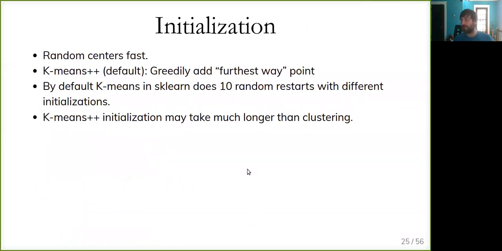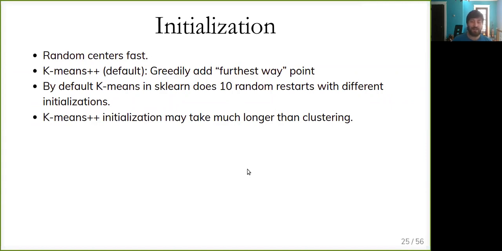Another important aspect of k-means is initialization. I said we initialize it randomly. It's actually not a very smart way to do this, but it's a very fast way. Random initialization is super fast, in particular if you look for a lot of clusters, like hundreds or thousands, so maybe random initialization is fine.